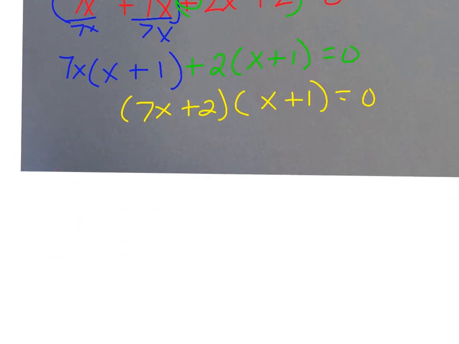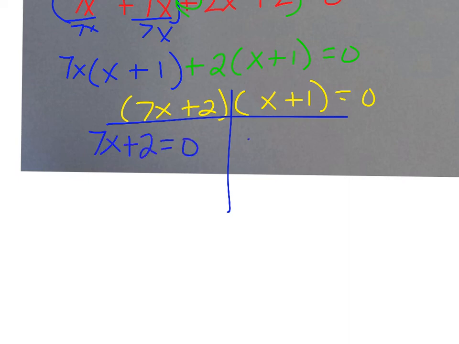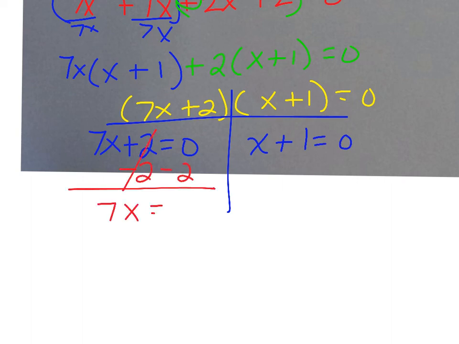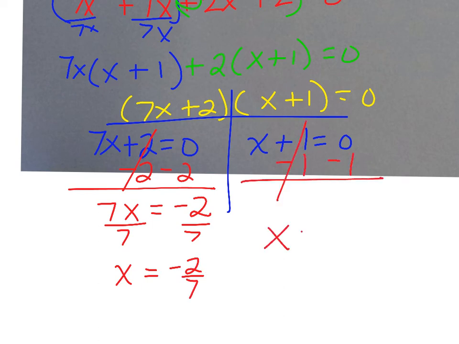Make your T-chart. Set them equal to 0. And solve it. 7x plus 2 equals 0. X plus 1 equals 0. On the left side, minus 2. 7x equals negative 2. Divide by 7. X equals negative 2 over 7. And on the right side, minus 1. X equals negative 1. Okay, so that's it.